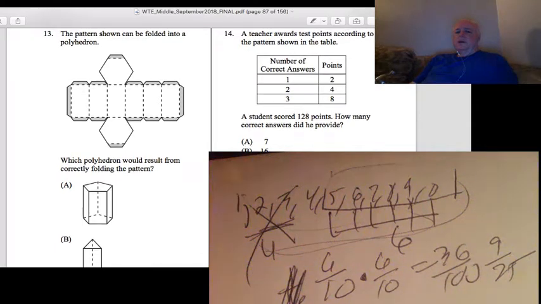So 14, a teacher awards test points according to the pattern shown on the table before.